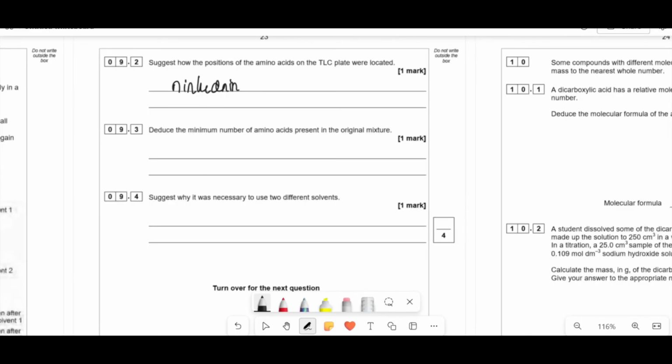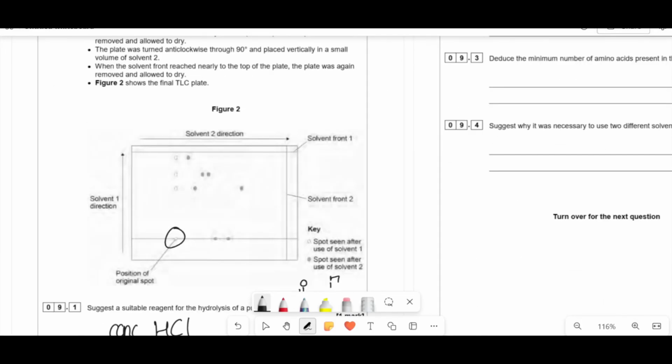It says deduce the minimum number of amino acids present in the original mixture. This is a mixture, remember, of different things which will separate out. So this separated out into these 3, but that doesn't mean they're amino acids because they further separated out. Remember, it separates and then goes this way. So if we look at this one, it's split into 3, which all then separated this way. So we've got 1 and 2 here. That came from this, so they're 2 separate amino acids. We've got 1 here, we've got 2 here. This separated into 2 separate amino acids. We've got 3 and 4 here. And then this one also split into just 1, so that's 5.